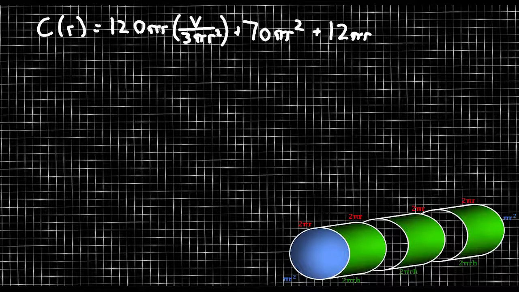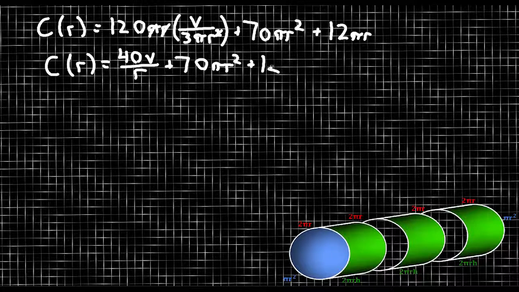Now we can see here that we can do a little bit of simplification with the multiplication here. 120 and 3 will reduce. Pi and r will cancel. So this will give us a little bit more simplified version of this function, which is going to be 40v over r plus 70 pi r squared plus 12r. Alright, so now that we have this simplified form, we can go ahead and find the derivative to optimize the cost of this cylinder with respect to the radius.